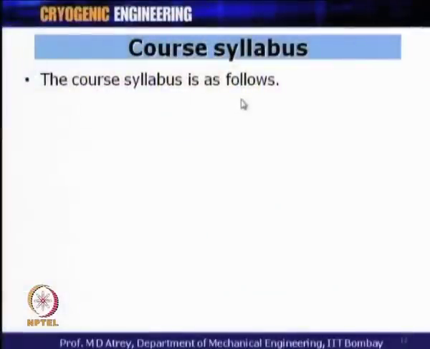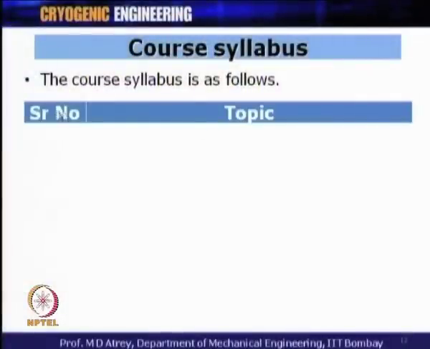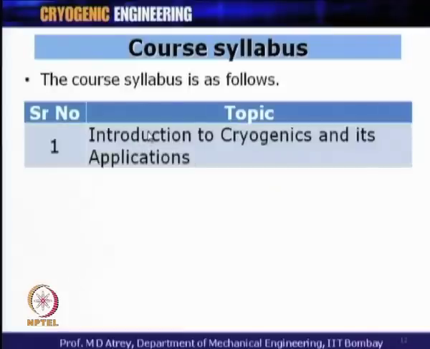With this background, I will now talk about what I am going to teach in this course. So, what is the syllabus for this course? The course syllabus is as follows. I am going to give this course under different topics, and there will be around 12 topics. Under each topic, I will give you 1 or 2 or 5 or 7 lectures depending on the scope of that particular topic. For example, the first topic, or today's lecture, is Introduction to Cryogenics and its Application. In today's lecture, I am going to cover topic number 1.